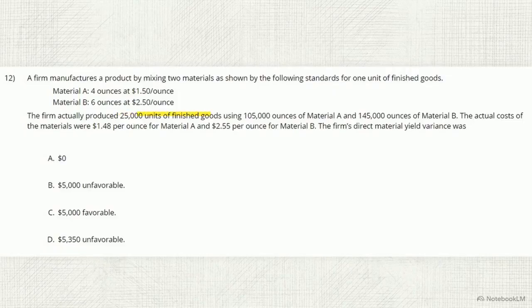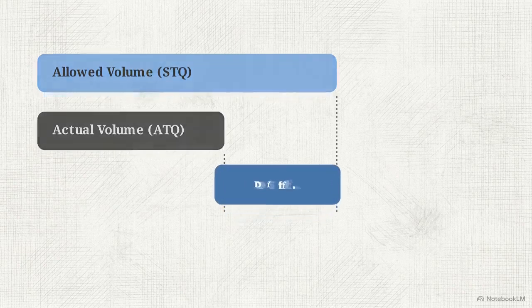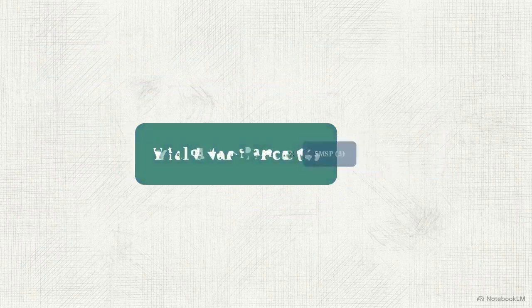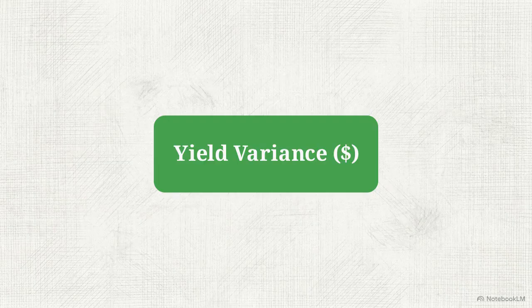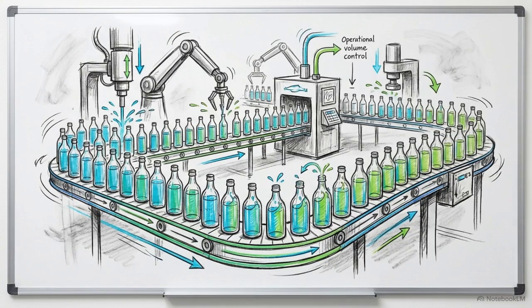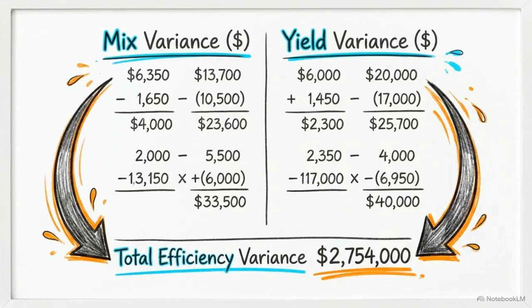Multiplying these by the standard allowances of 4 ounces for A and 6 ounces for B calculates the standard total quantity allowed. We contrast this against the actual usage reported, 105,000 ounces of A and 145,000 ounces of B. We multiply the total volume difference by our baseline standard mix price to find the final yield variance in dollars. The yield variance successfully strips away the pricing effects of substituting materials to reveal pure operational efficiency on the production line. These isolated calculations are two halves of a single economic reality.